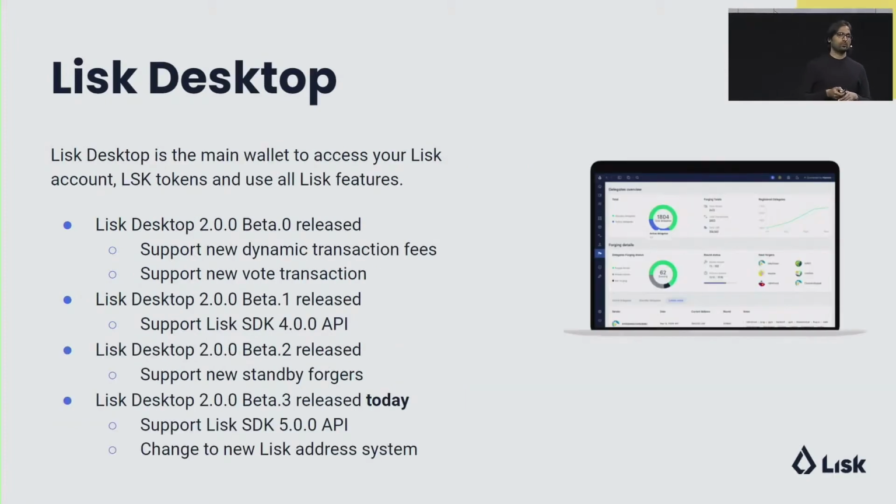Now, Lisk Desktop. Desktop is the main wallet to access the Lisk accounts, the Lisk tokens, and many more Lisk features. We have done multiple beta releases. The beta 0 comes with support for new dynamic transaction fees and new vote transactions. The beta 1 released with support for the 4.0 APIs, and the beta 2 released with support for the new standby forgers features. Today, we released the Lisk Desktop beta 3, which supports the Lisk SDK 5.0 API and the new Lisk address system.